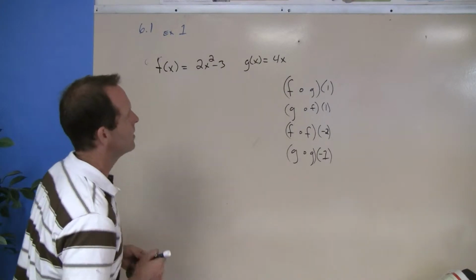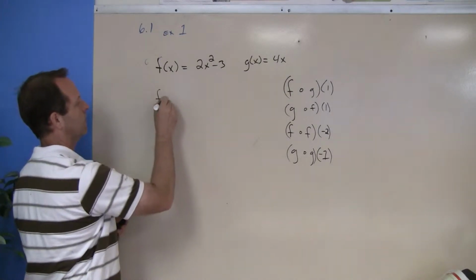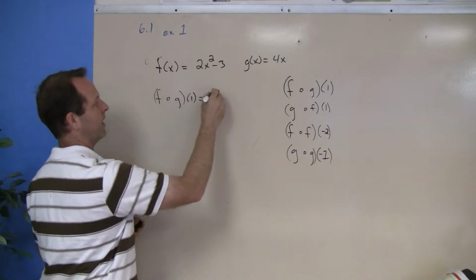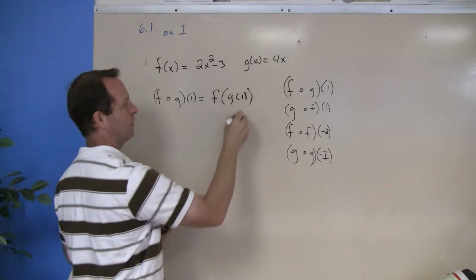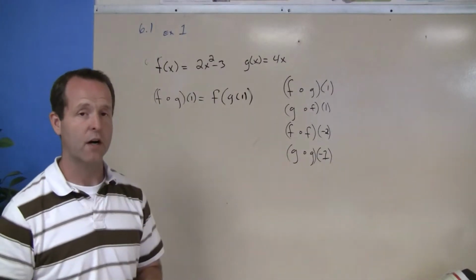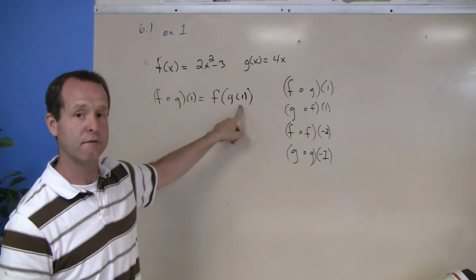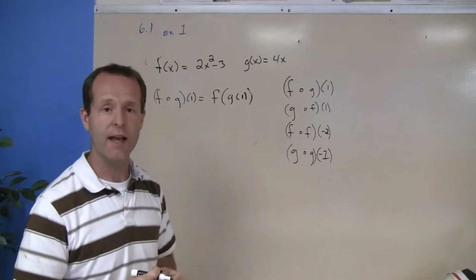functions. So f circle g, or f composed with g, at 1 means f, where I'm going to do the second function first. F composed with g, so let's find out what g of 1 is first, get that solution, then put it into the f function.